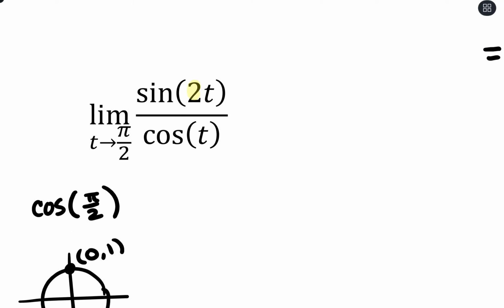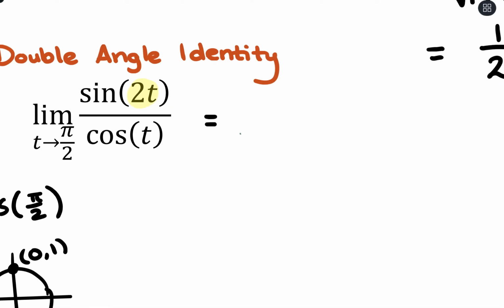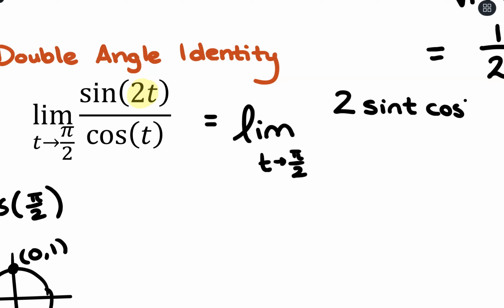And what I'm seeing is that sine of 2t, I want to look up my double angle identity so that I can make a substitution. So the double angle identity for sine lets us change this to, let's see, we're still evaluating the limit as t approaches pi over 2. But instead of writing it as sine of 2t, we can rewrite this as 2 times sine t cosine t, all divided by cosine t. So we've rearranged it using our identity for substitution.